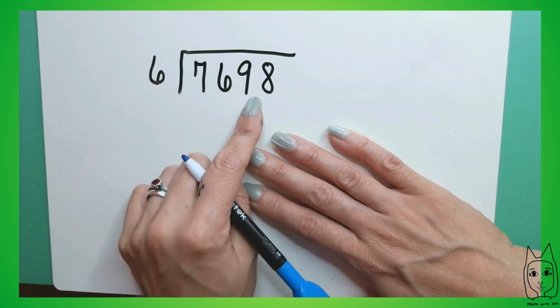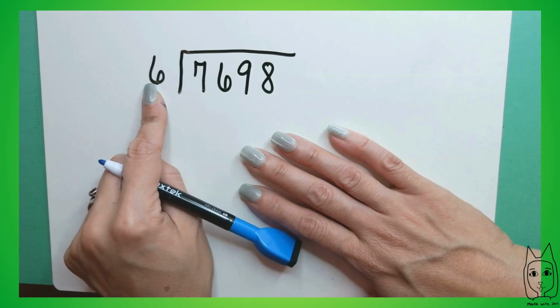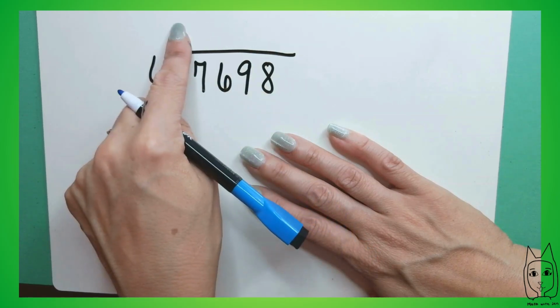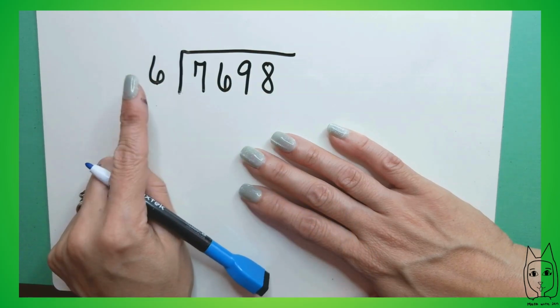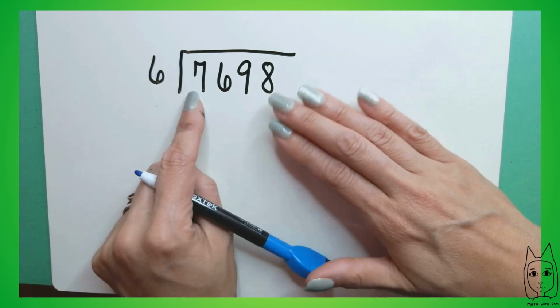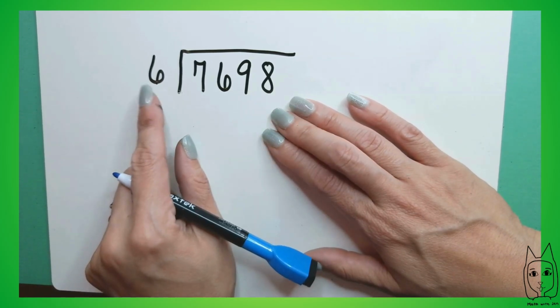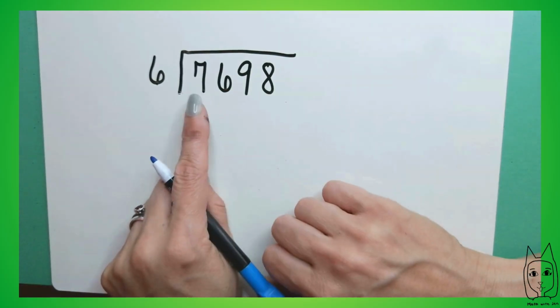So we already have it set up. We have our factor on the outside, and we're going to find out what the other missing factor is. That's really what division is. What are we multiplying to this factor to get this value? We want to take 7,698 and divide it into 6 equal parts. Start with the largest place value, which is 7,000.